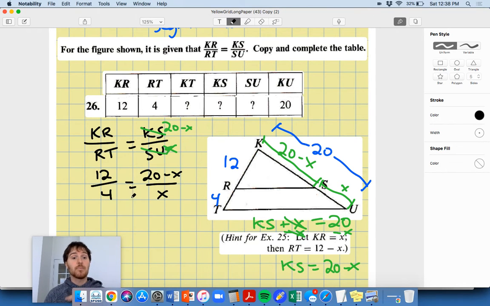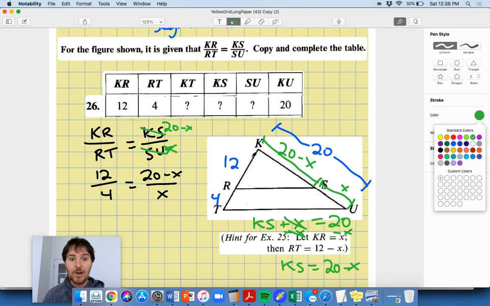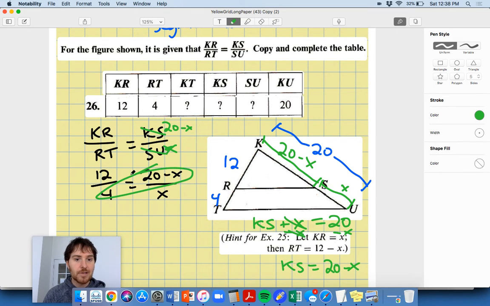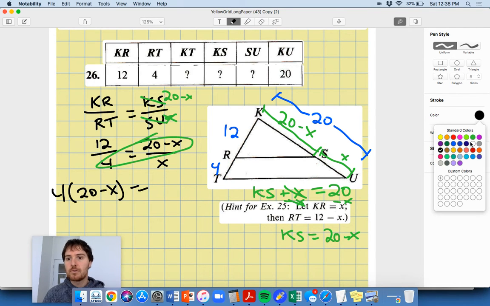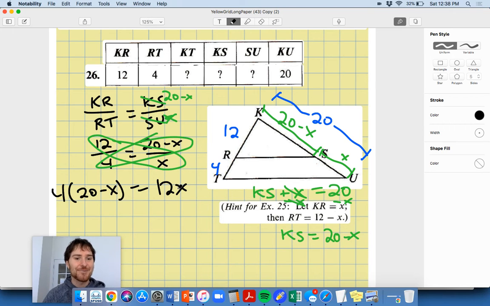And this problem here we can solve. We can apply the means extremes property, right? The cross multiplication. I do cross multiplication like this. I circle that, multiply my means together, and I'm going to get 4 times 20 minus X, and that's going to be equal to, let's go ahead and cross multiply, I'm going to grab those here, and I got 12 times X, which is 12X, and this is something that we can solve here.